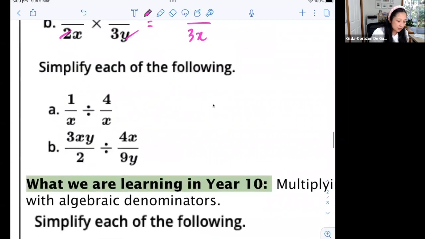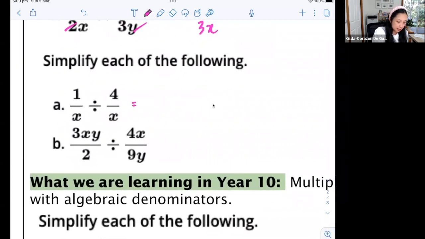The same thing with division, right? So we've got 1 over x, we divide. How do we divide fractions? We flip the second fraction, and then proceed with multiplication. And then before proceeding to multiplication, get rid of your common factors first. In this case, it would be x, and therefore the top becomes 1 over 4.